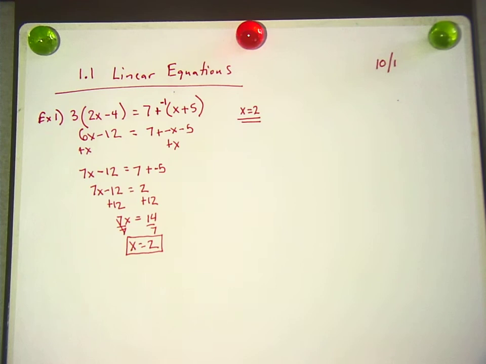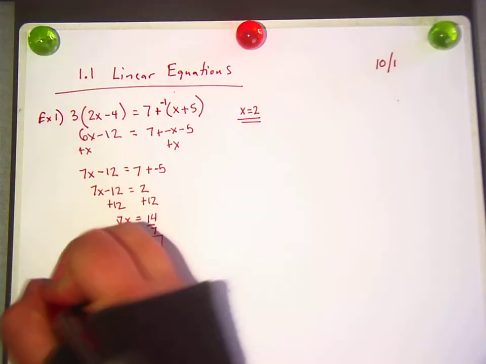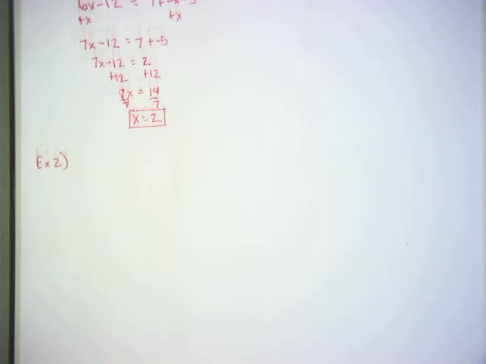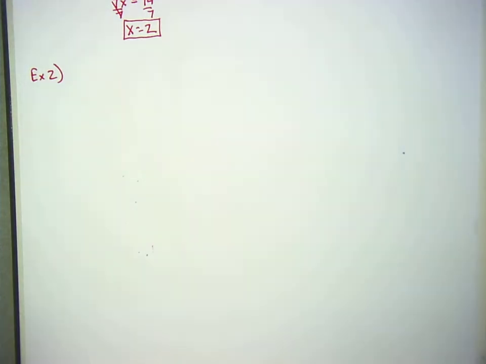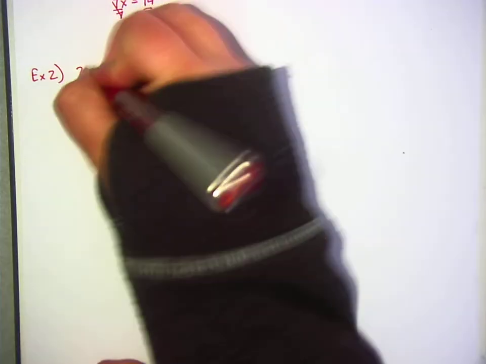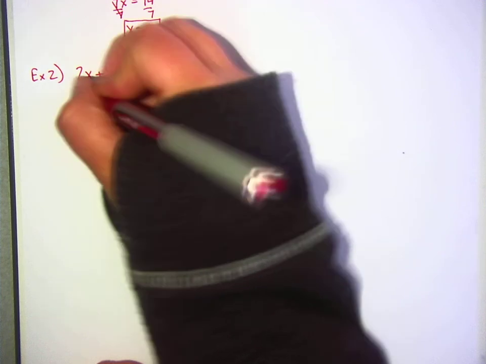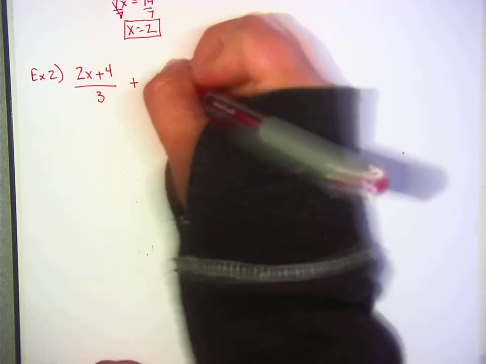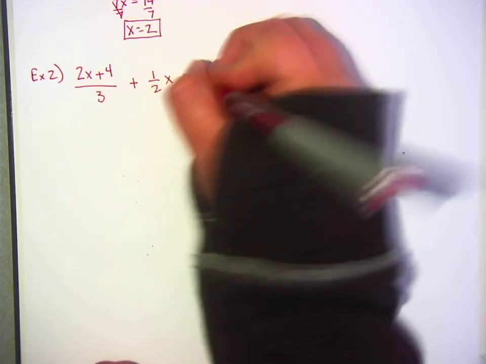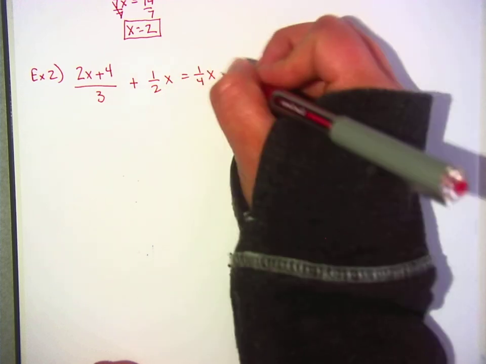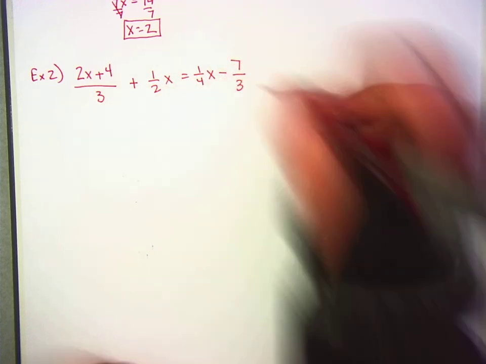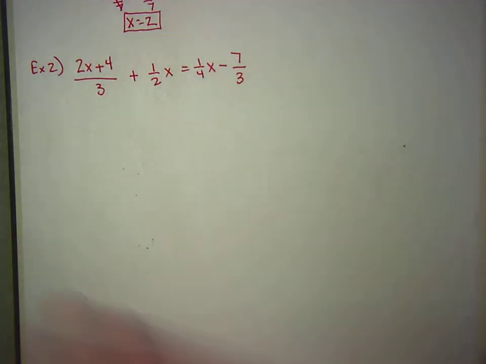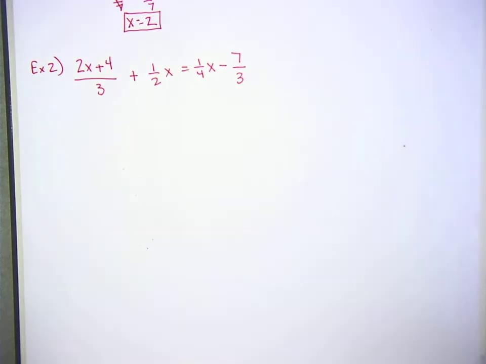Number 2. This one I think I'd like to do with you. All right, so example 2 is going to be this: 2x plus 4 over 3 plus 1/2 x equals 1/4 x minus 7/3. Now, I know a few of you who don't like fractions are probably having a mini panic attack. Even I, who like fractions, look at this and go, ew.